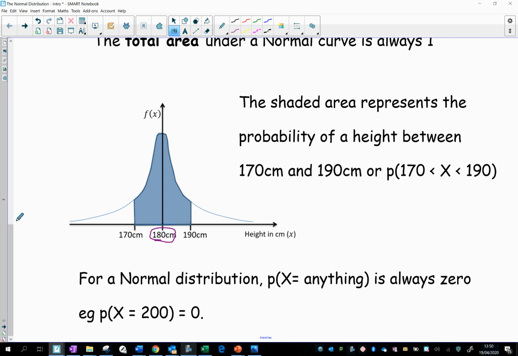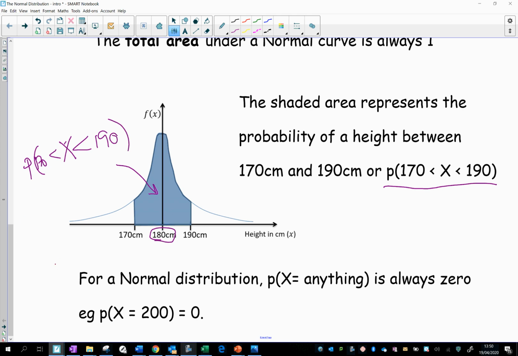If we wanted to work out the probability of someone having a height between 170 and 190, which we write as P of X greater than 170, smaller than 190, we would represent that probability by this area here. So this blue area is the probability that X is between 170 and 190. And that's really the secret.